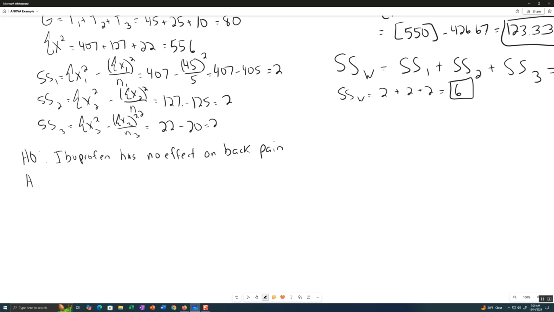And the alternative, H1, that looks like A. Let's make that look like an H. But that doesn't look much better.